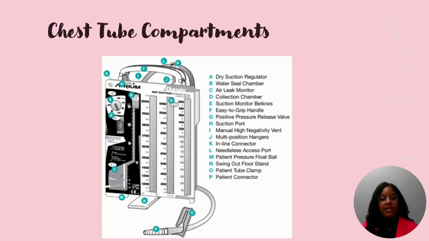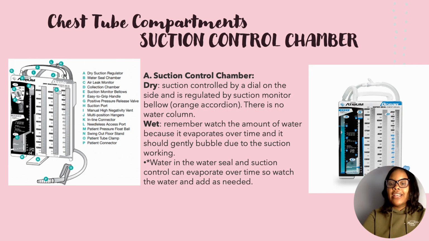All right, so it is so important that you know the different parts of a chest tube, and that's what we will go over in the following slides, okay? So the first chamber I want to talk about is your suction control chamber. On the left side of the screen, we have your dry suction chamber, and on the right side, we have your wet suction control chamber. Normally you will see the dry suction one, so let's talk about that one first.